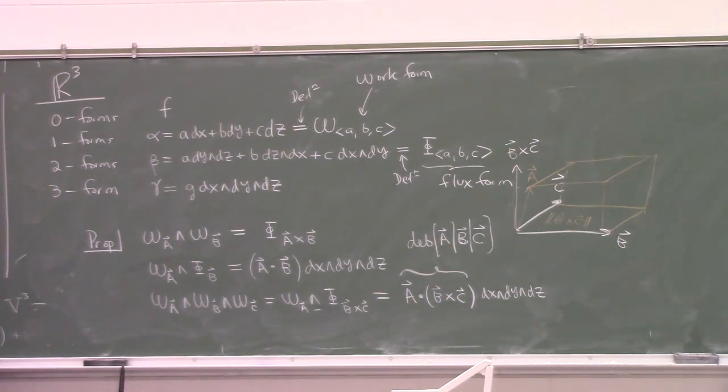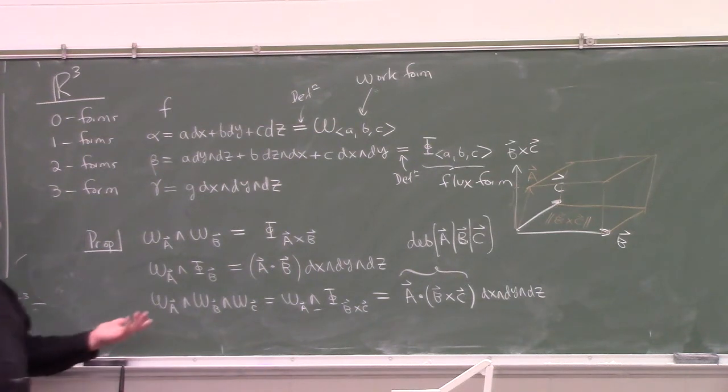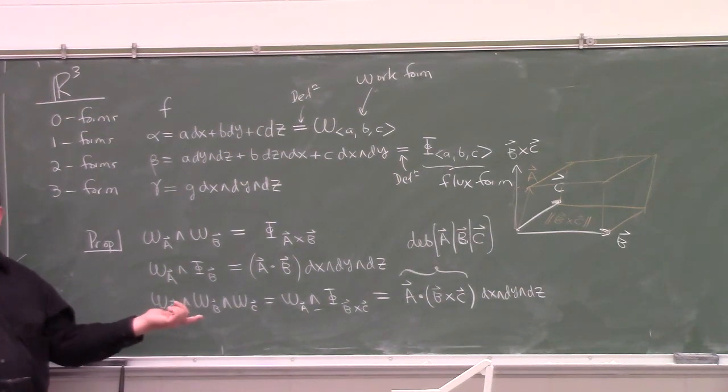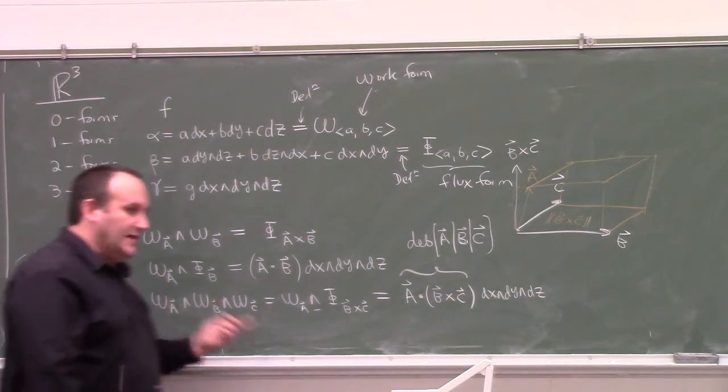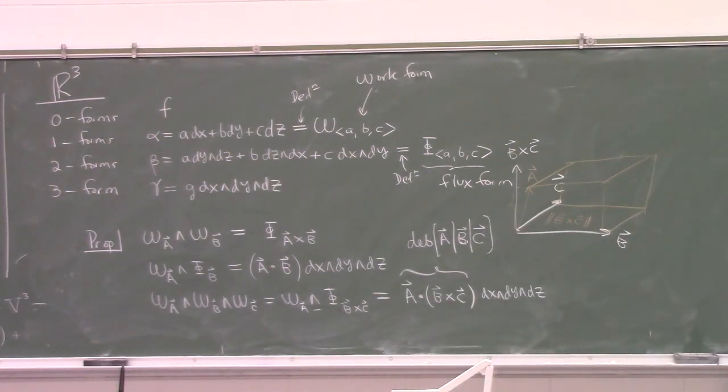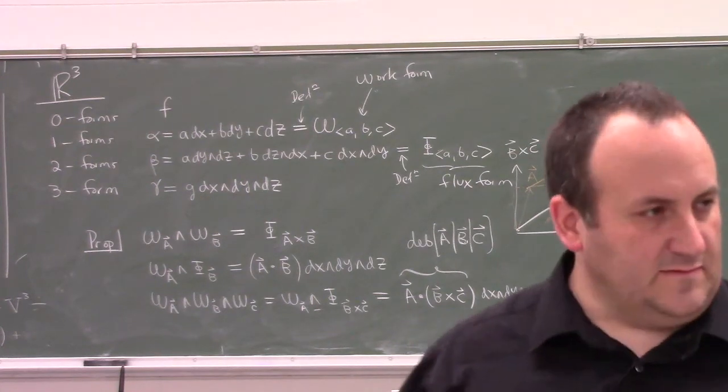You know, the wedge product is associative. So it doesn't matter if I do AB and then BC, right? Is the cross product associative? It is not. So how is it that we're getting this wedge product, which is associative, to construct a cross product, which is non-associative? How does that go?